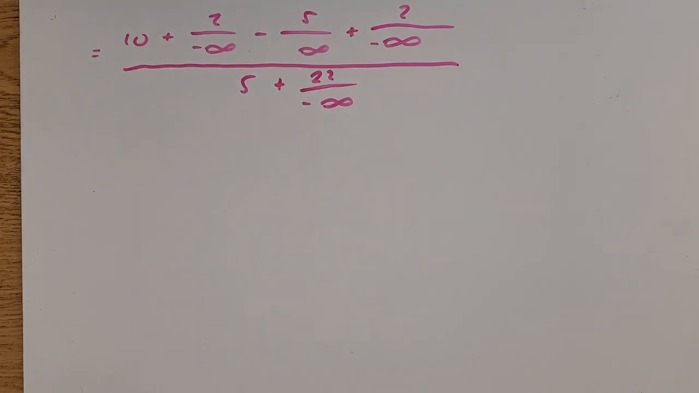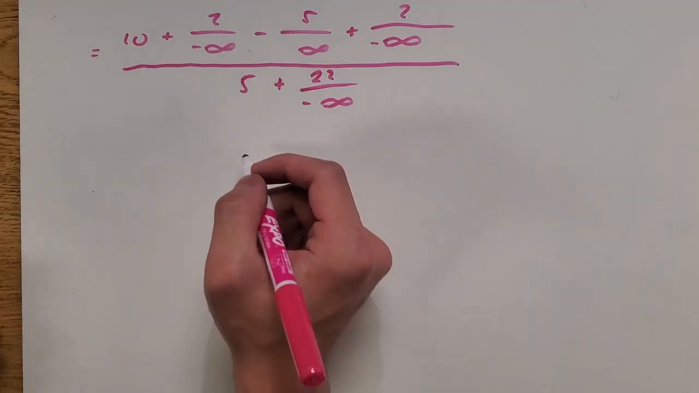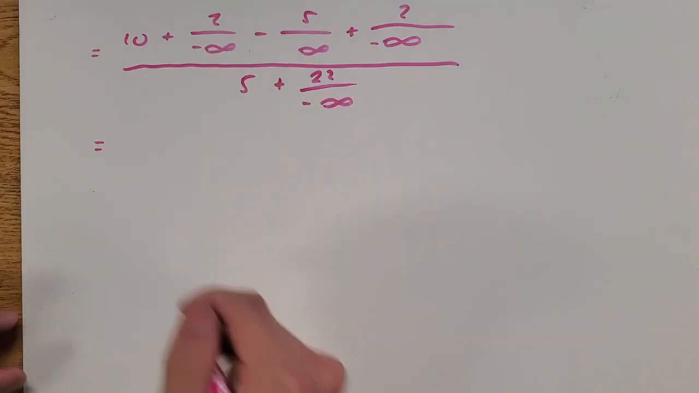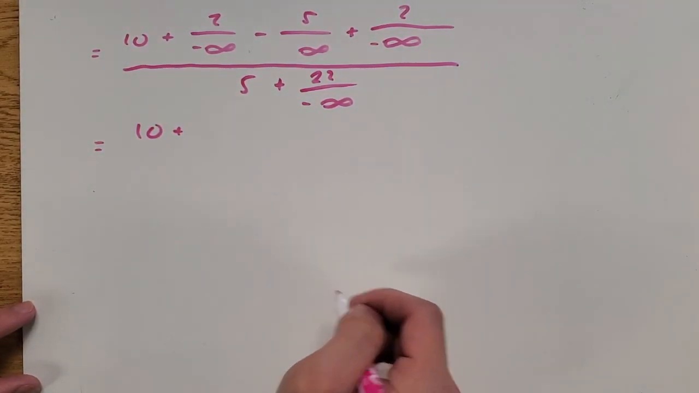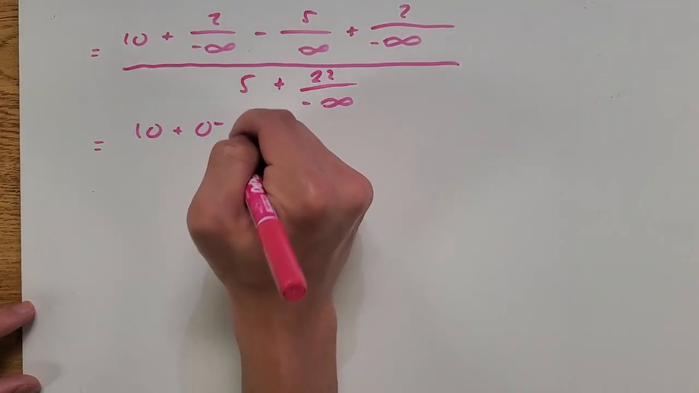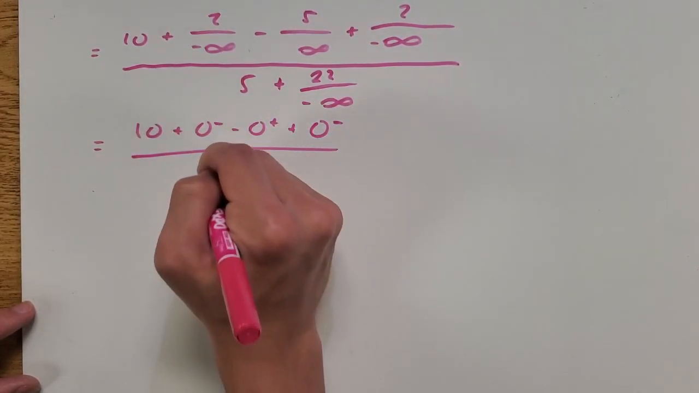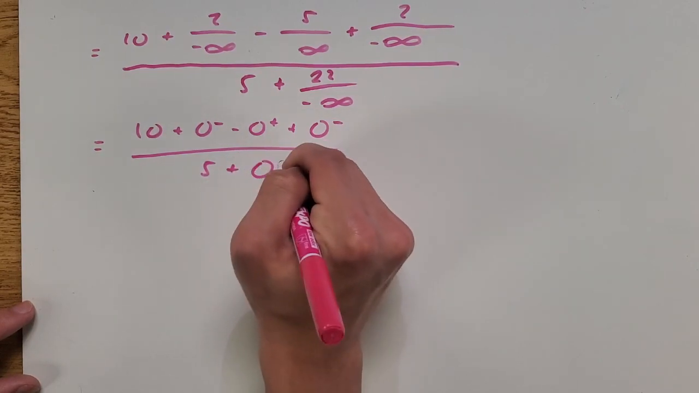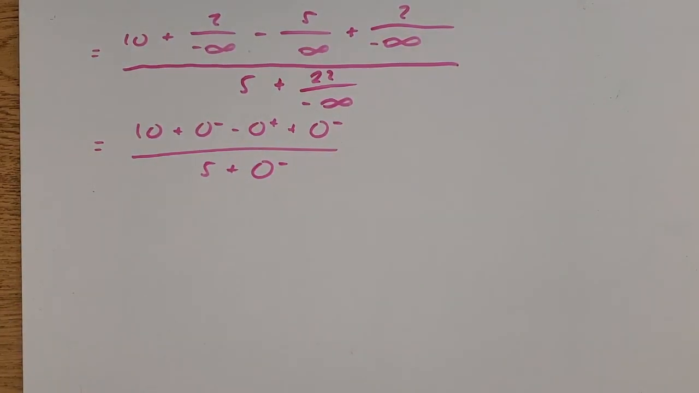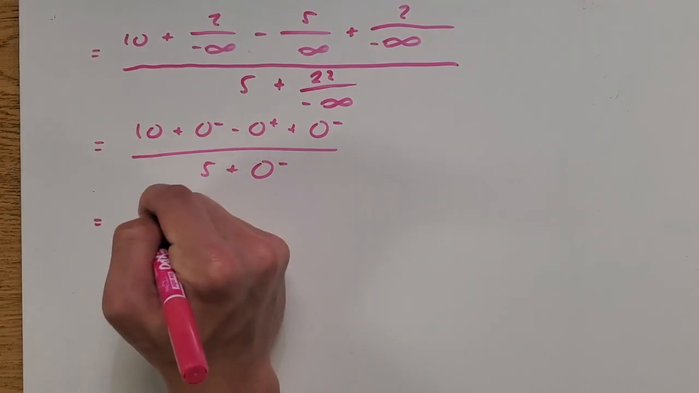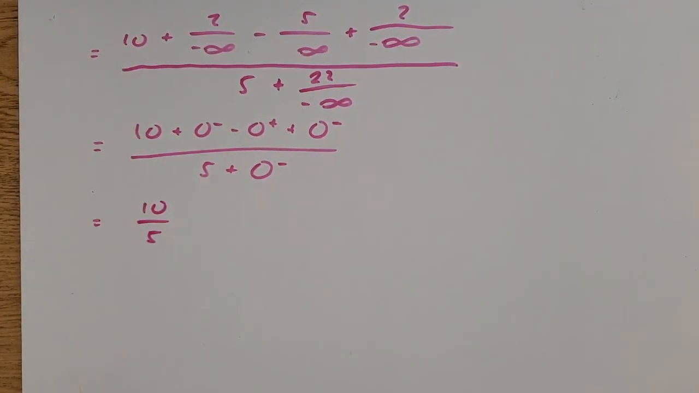Now we will apply the rule: a number over negative infinity approaches 0 negative, and a number over infinity approaches 0 positive. We can ignore 0 negative and 0 positive because they're infinitely small. This will give us 10 over 5, which equals 2.